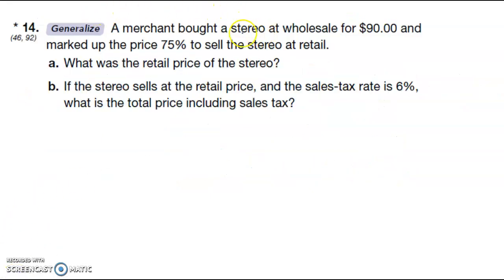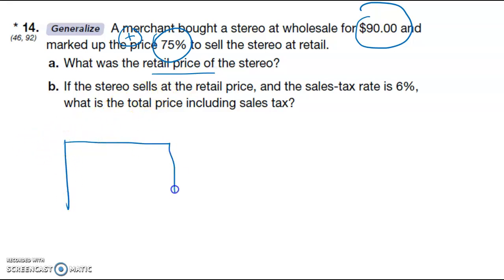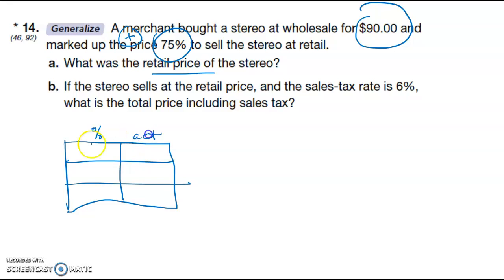Okay. A merchant bought a stereo at wholesale for $90 and marked up, so that's an increase of 75%. What was the retail price? Let's go ahead and answer that first. So this is again our lesson 92 with our original change new ratio box. Original change new. 100% goes there in the top.